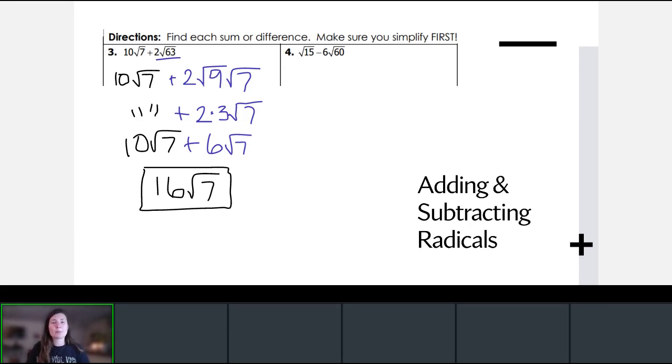Let's take a look at problem number 4. We see that we have the square root of 15 minus 6 root 60. The square root of 15 cannot be broken down any further. There are no perfect square factors of 15 other than 1. Then 60 can actually be broken down, or root 60 rather. So we have minus 6. Then let's break down the square root of 60. The biggest perfect square that fits into 60 is 4. So we're going to have root 4. 4 times what is 60? 15.